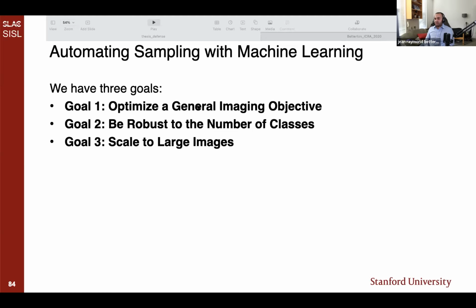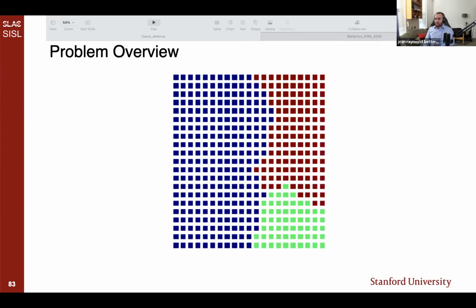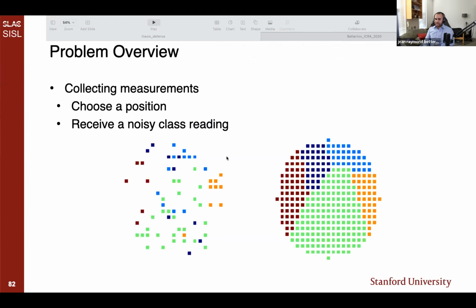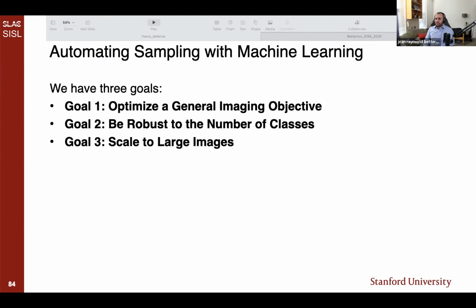In addition, for this particular scenario, we want to be robust to the number of classes. I haven't explained this, but in general, we don't necessarily know how many classes we're going to get. Sometimes we do, but sometimes we don't. And so ideally, we would like to have a method that doesn't need to go in knowing how many classes are there. And that ends up being pretty important. And then lastly, we want to be able to scale to large images.